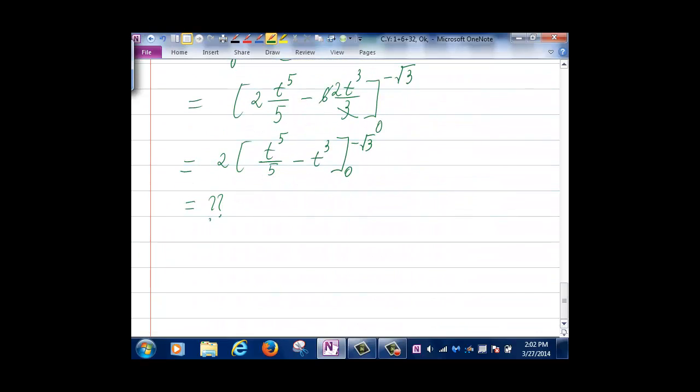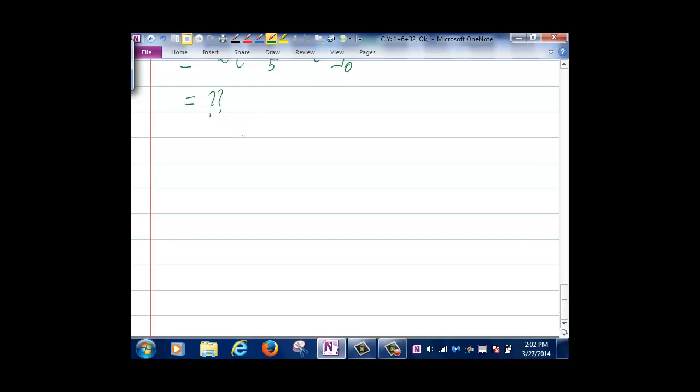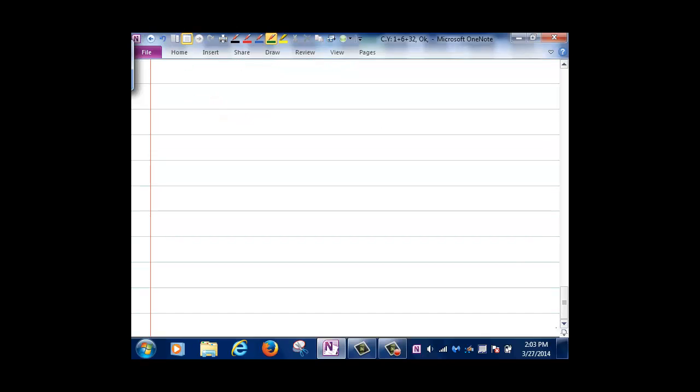Okay, any other questions? Any other questions? Okay, so if you don't have any more questions, this is it for section 10.2. And the next section is section 10.3.